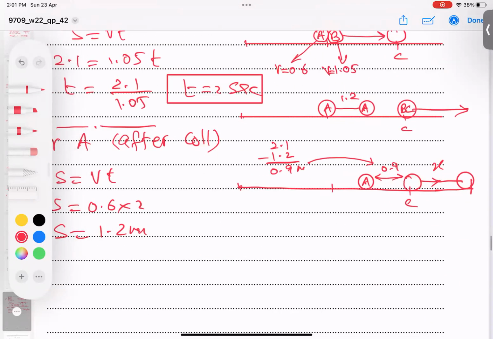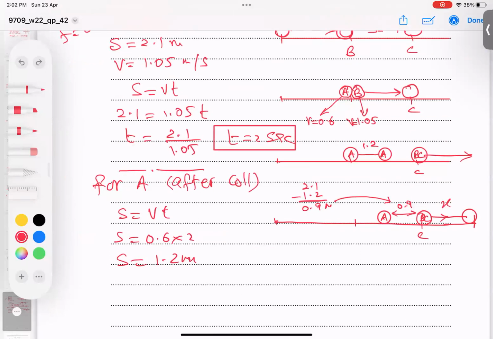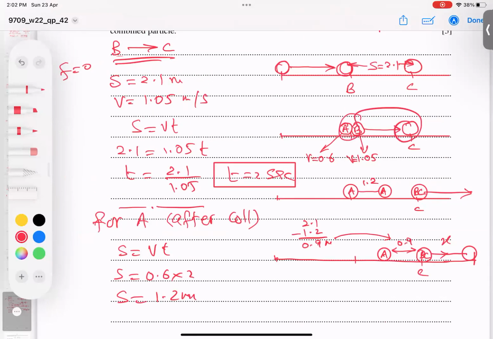Now the situation is prepared: these two BC particles are here. Repeat, when A reaches here, BC, look at it, I repeat again. In 2 seconds, B reaches here and becomes BC. And in 2 seconds, A reaches here, which is 0.9 meter far apart. It means when 2 seconds are done, BC is here and A is here. The gap between them at that particular moment is 0.9.